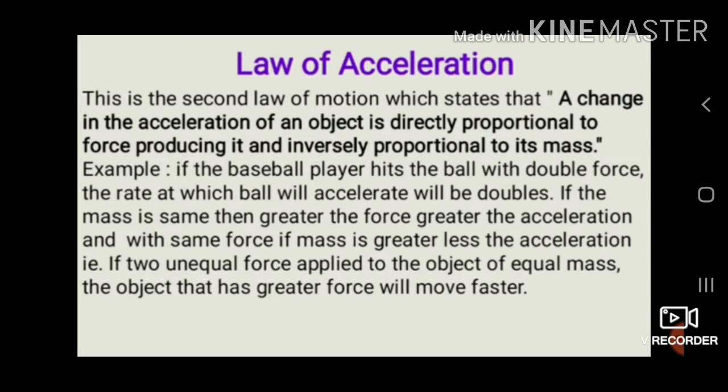For example, if a baseball player hits the ball with double force, the rate at which the ball will accelerate will be double. If the mass is the same, then the greater the force, the greater the acceleration. And with the same force, the greater the mass, the less the acceleration. That is, if two unequal forces are applied to objects of equal mass, the object that has greater force will move faster.